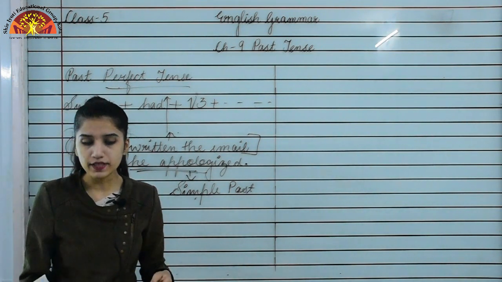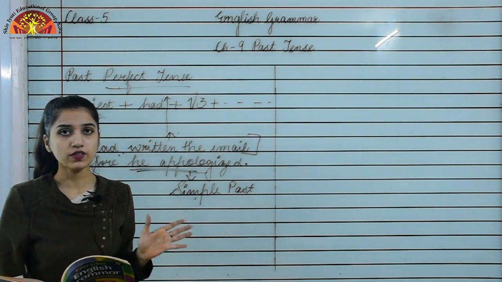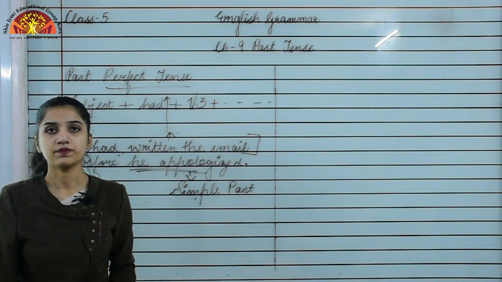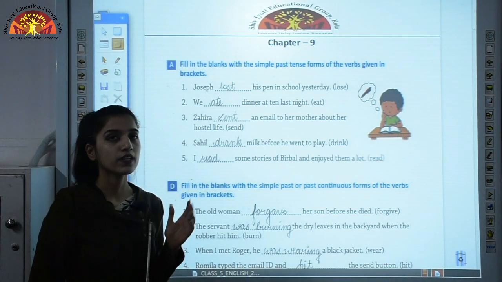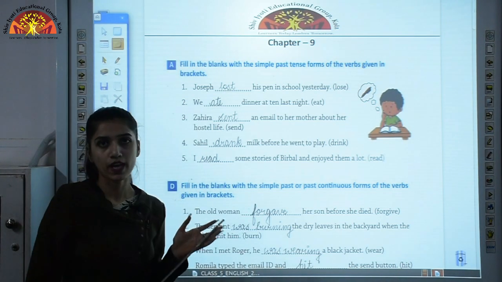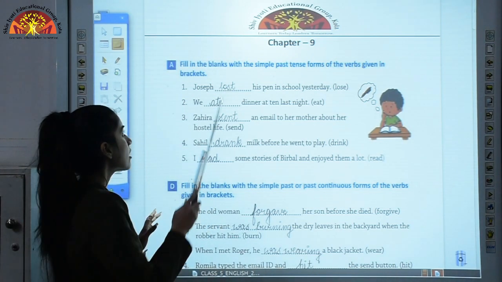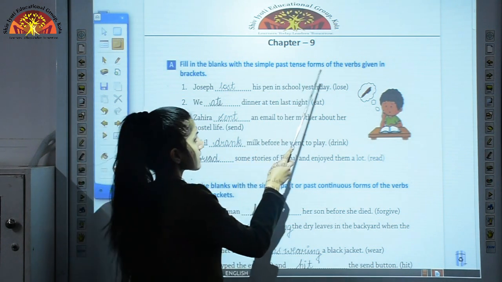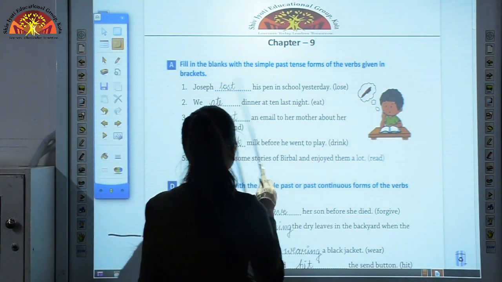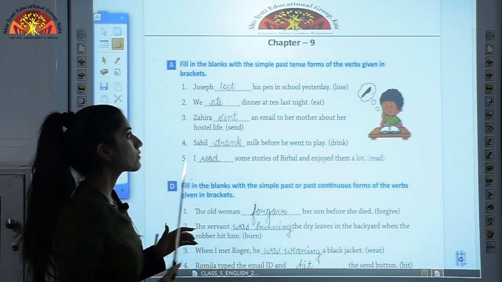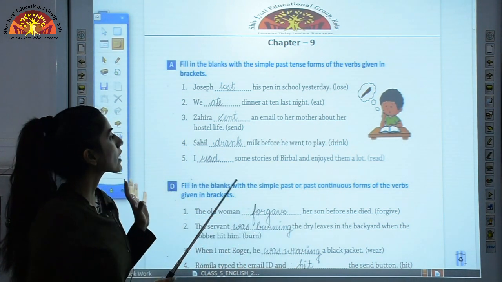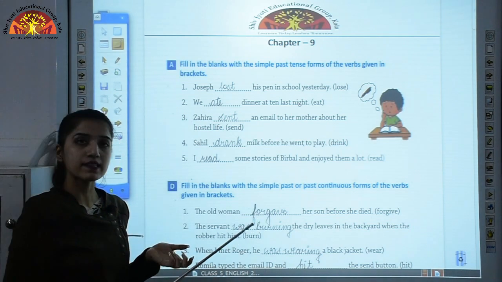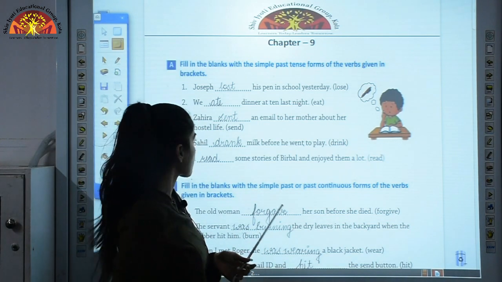Now we will be doing the exercise of this chapter. Now we'll be doing the exercise of chapter 9. You can now open your books to page 55 for exercise A. Fill in the blanks with the simple past tense forms of the verbs given in brackets. So we are given the verbs, and we have to fill in the blanks with the simple past tense form. So what was the structure for simple past tense?